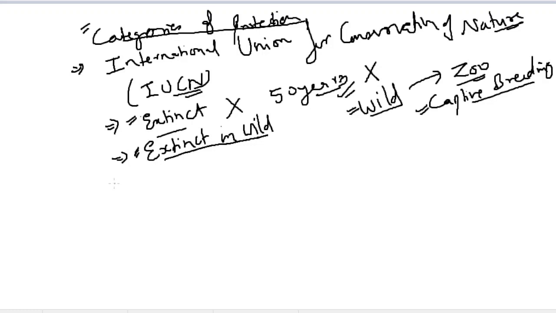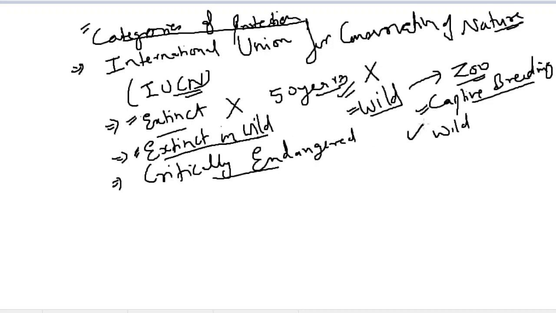Now the next category is critically endangered. Species of this category exist in the wild, but their number is very little. It may be less than 250. This type of species are called critically endangered because when the population starts decreasing, they are on the verge of extinction. They can get extinct.